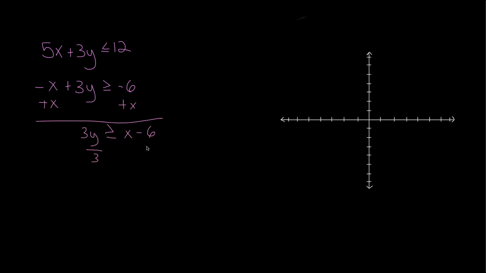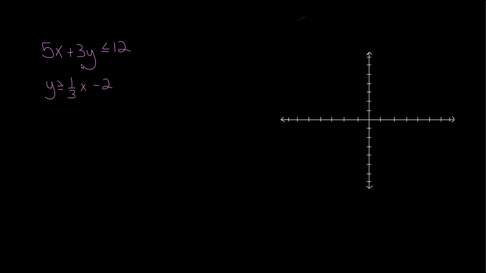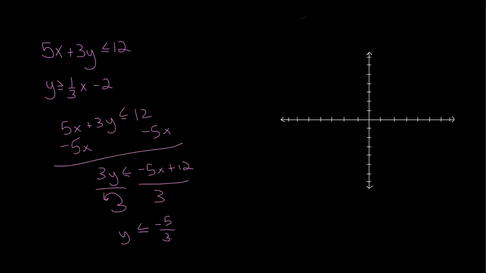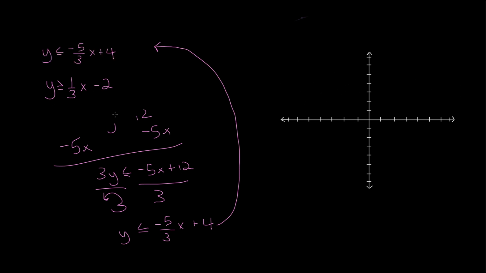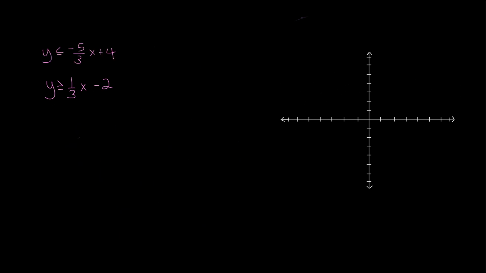Let's solve a final linear inequality. This system says 5x plus 3y is less than or equal to 12, and minus x plus 3y is greater than or equal to -6. Now remember, the first thing you need to do is convert both inequalities into slope-intercept form. And then graph both inequalities on the graph and shade the appropriate regions.